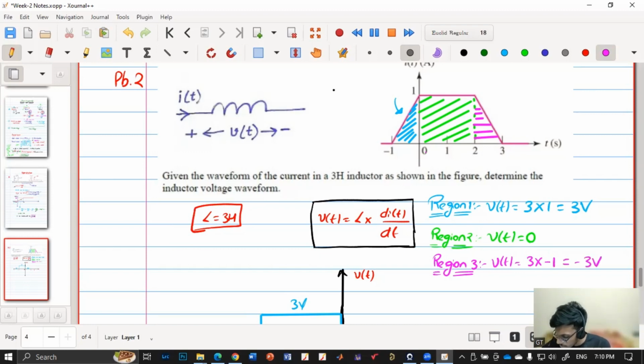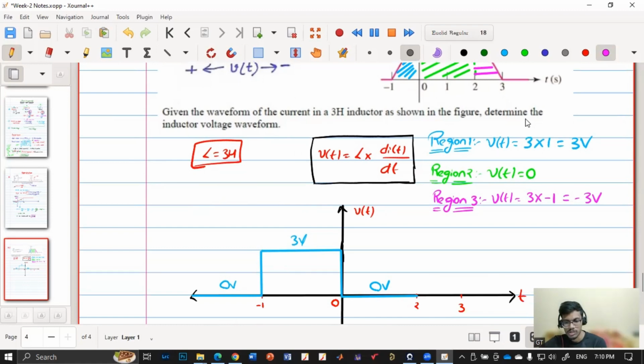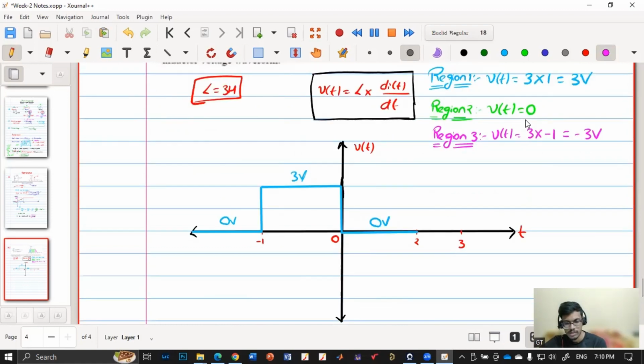And after 3, again, inductor current is 0. So what will happen to the voltage after 3? Again 0, because if the current is constant, the voltage becomes 0. So during 2 to 3, it is at -3. And after that, it is again 0. So if I write, this is -3 volt. And then this is 0 volt.